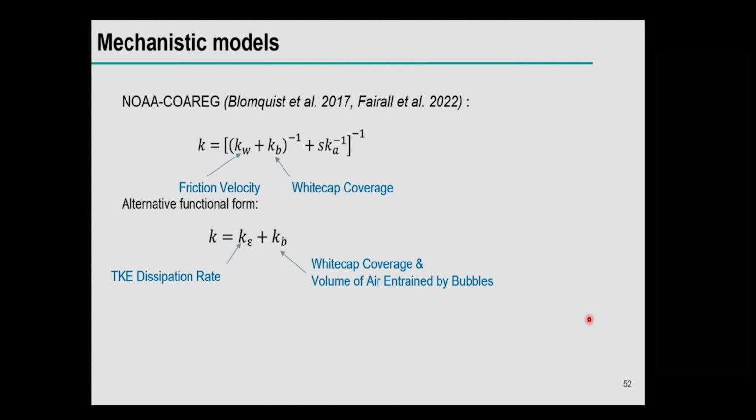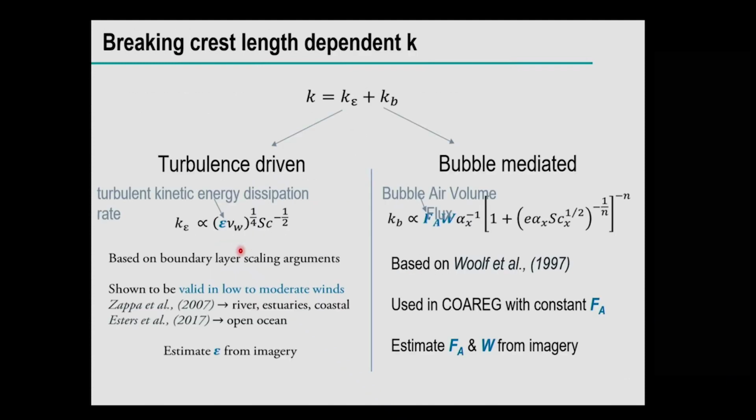I then went on and decided that really the frictionally driven side of this equation, we should look into how wave breaking and wave breaking dissipation impacts the fluxes there. So I tried to express the gas transfer velocity in terms of the bubble mediated part and a turbulence driven part. The idea of this turbulence driven part was not new. It was something that had been looked at in estuaries and also in the open ocean with direct measurements of the TKE dissipation rate in the water.